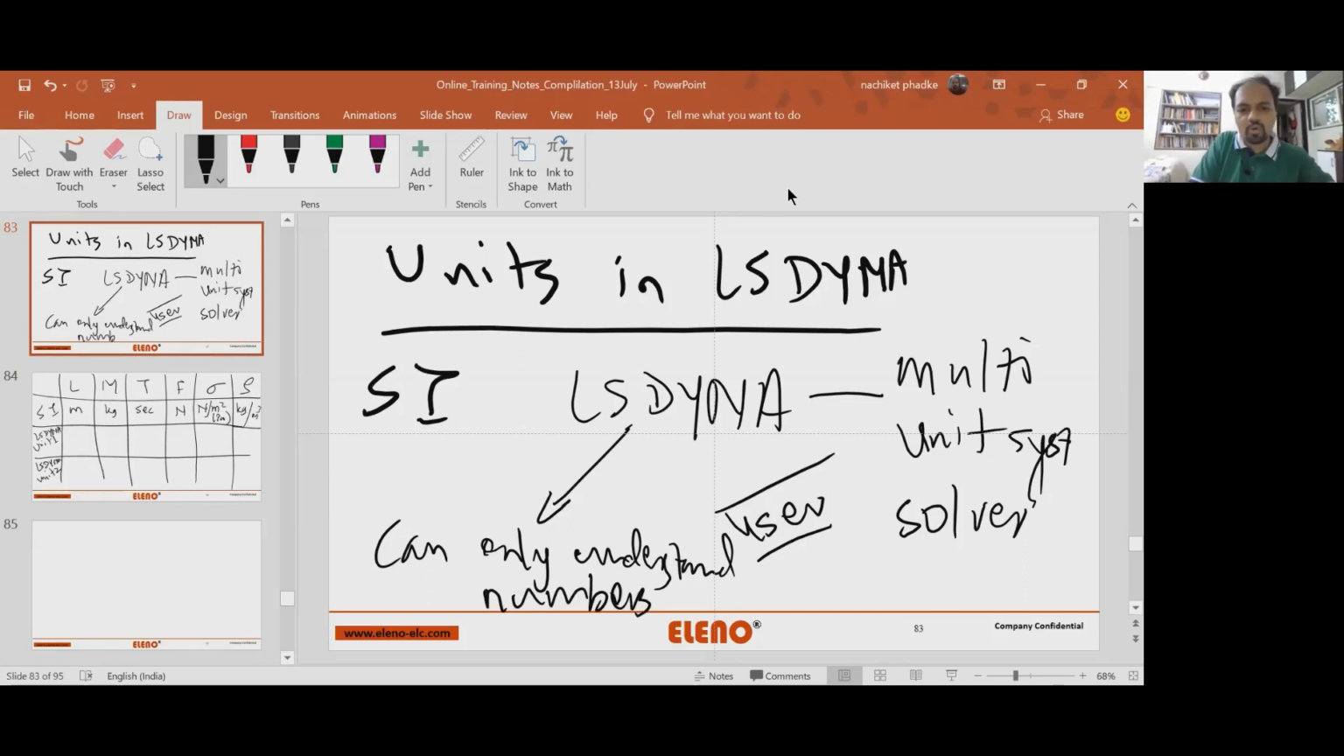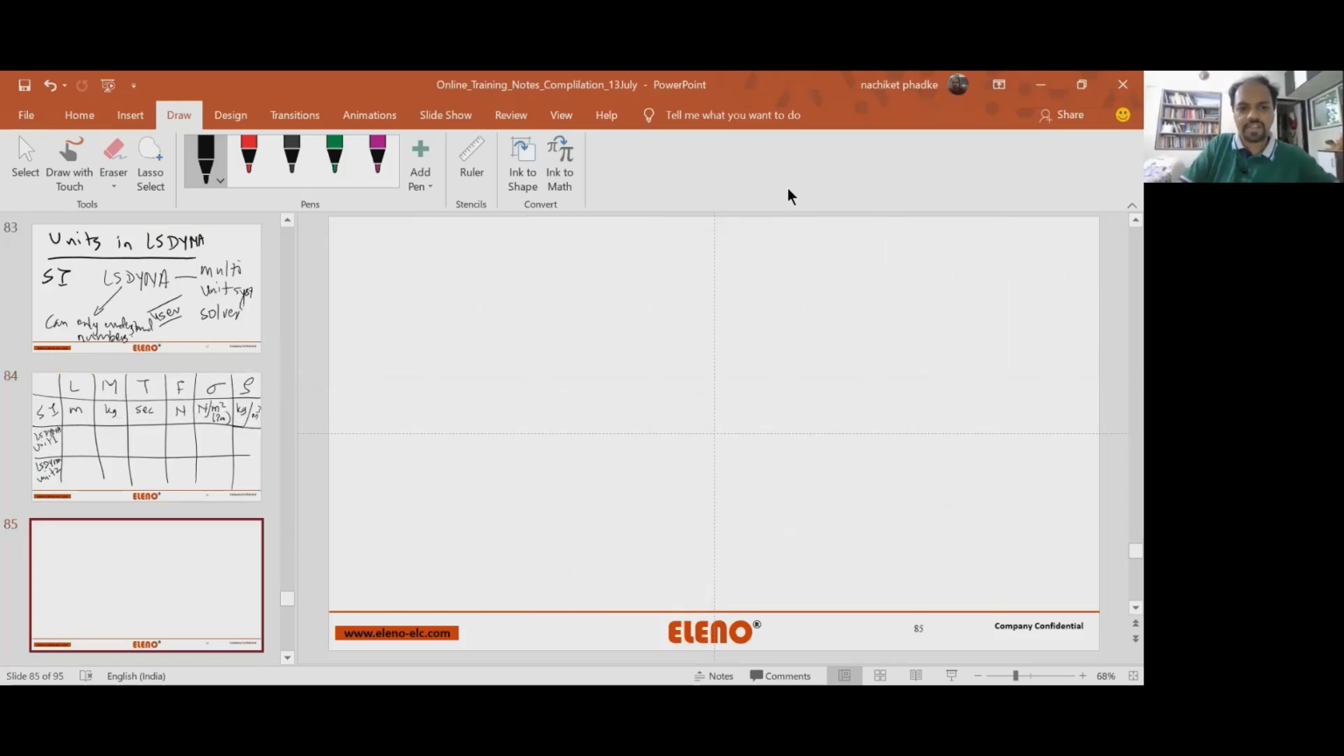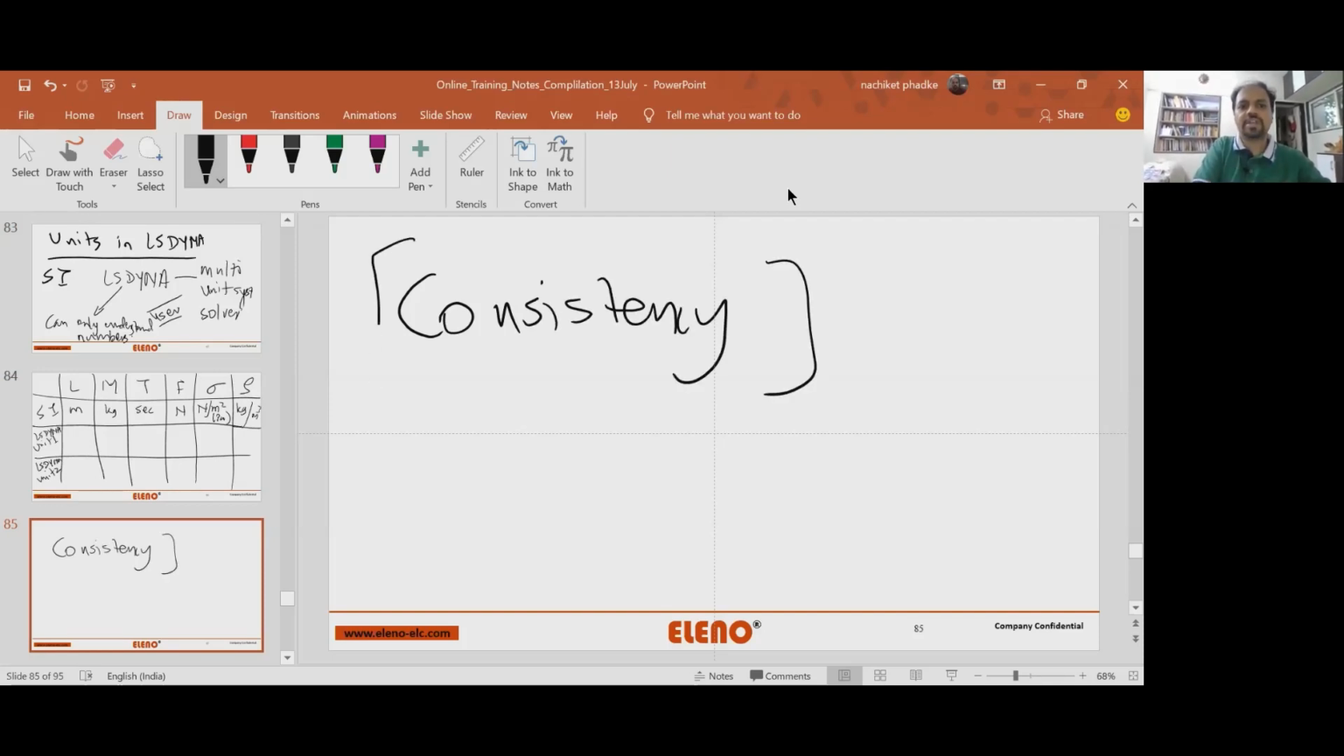Okay, so the most important phrase for units in LS-DYNA is consistency. Okay, consistency in unit system. Consistency is the term which you are supposed to look forward to.